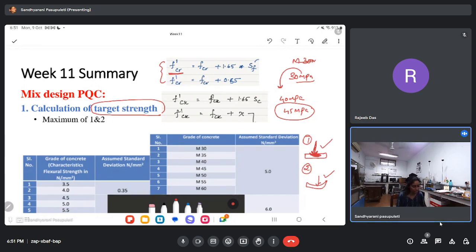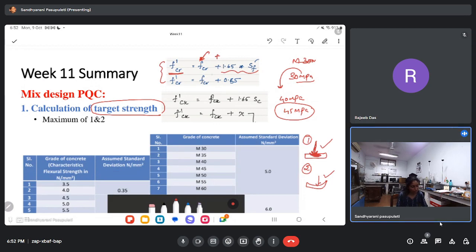How do we get the target strength? Let us say this is your expected compressive strength, or you can say the characteristic strength. So to this characteristic strength we add some extra provision or reliability, 1.65 times S, where S is the standard deviation. This characteristic strength we already know, that depends upon our project or the load conditions and field conditions.